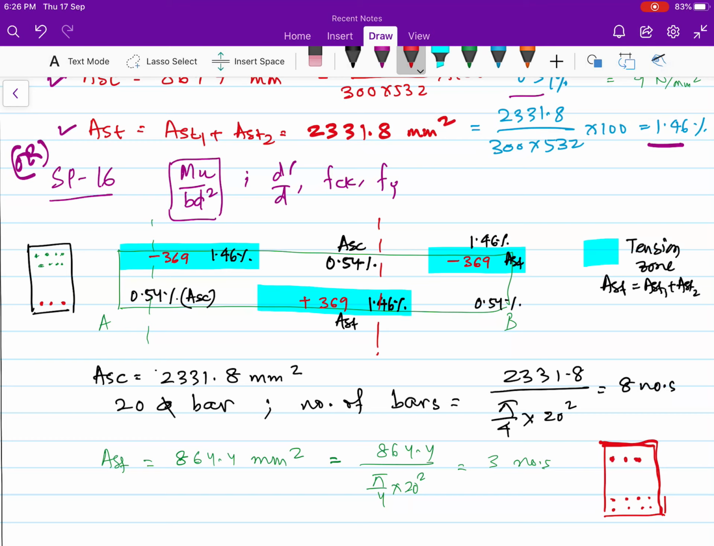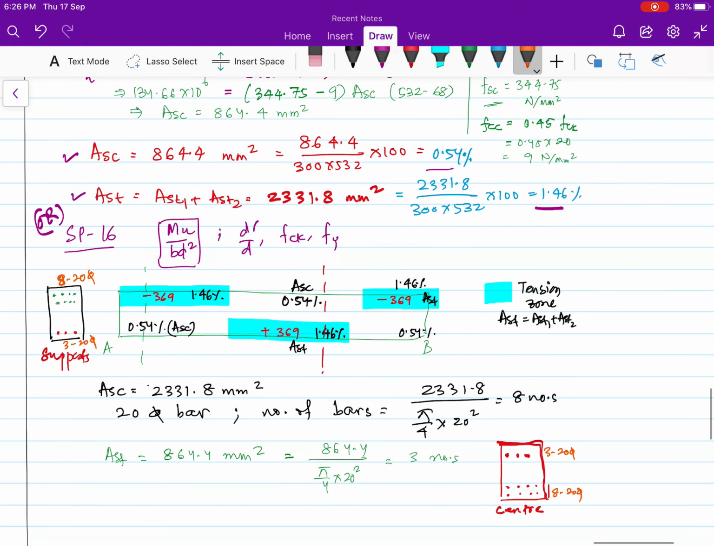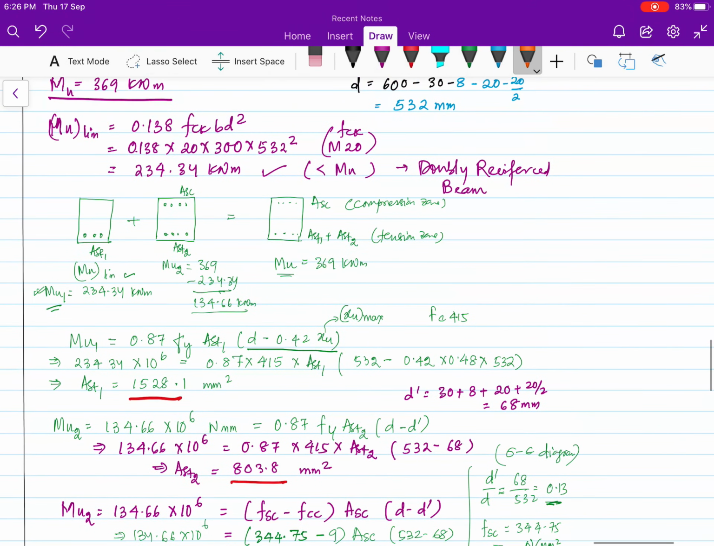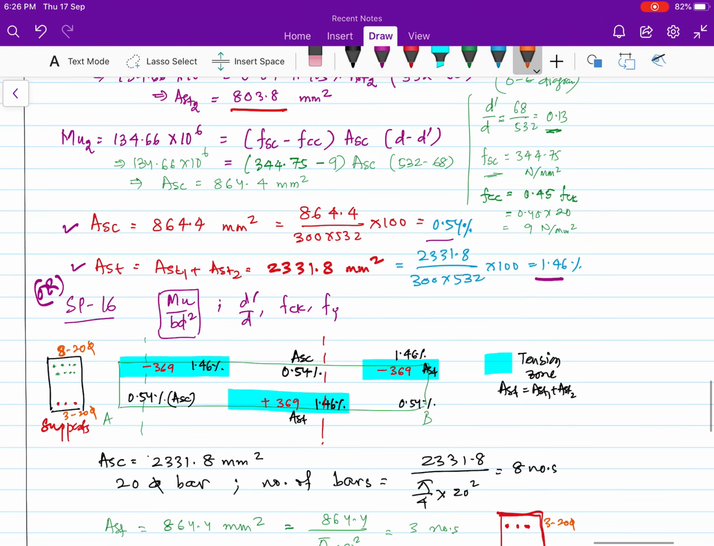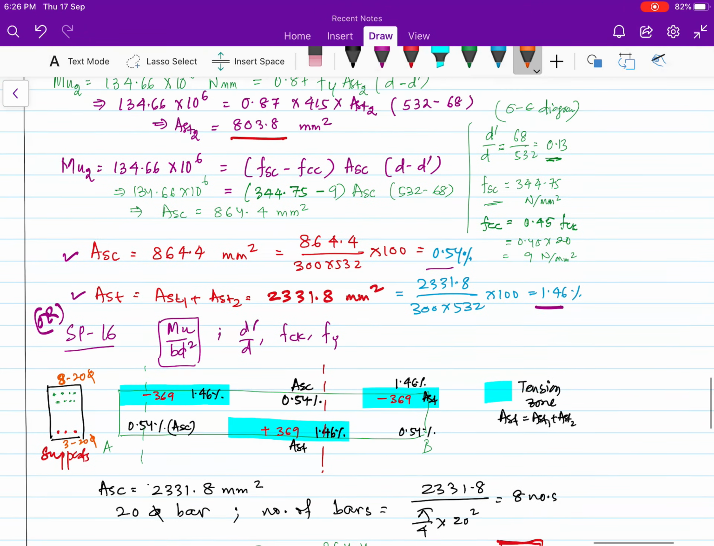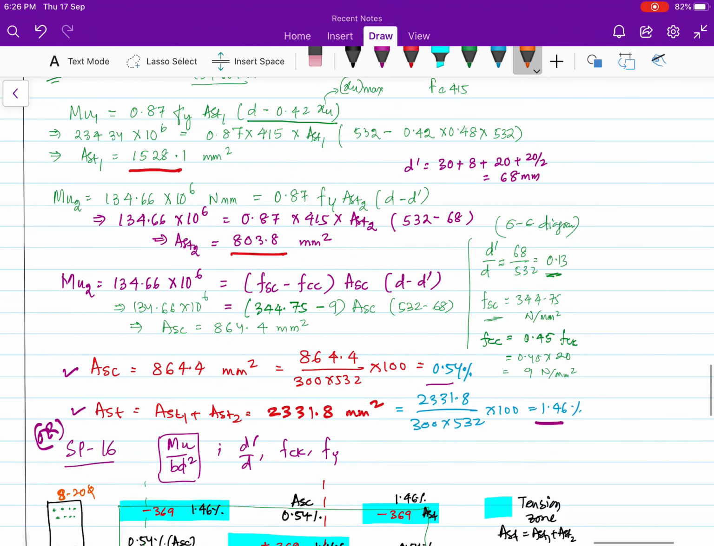Top we are getting 3 numbers at center. This will be at center, and this is at supports, your bars. So this is 8 of 20 dia and 3 of 20 dia. Here at top 3 of 20 dia and at bottom 8 of 20 dia. So this is how you can calculate the steel required in a continuous beam and provide the detailing. Your bars will be running, so top 8 near the supports, and for bottom 3 bars. Okay, so I hope this was useful for you. Thank you for watching.